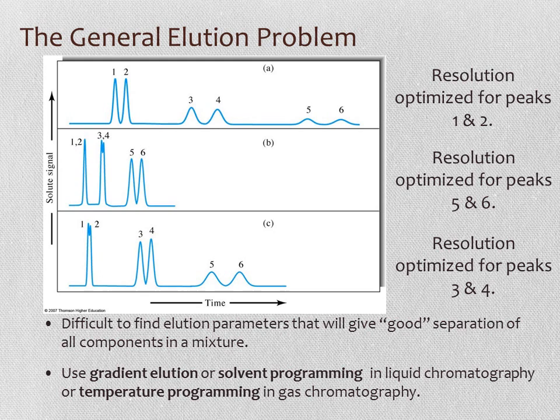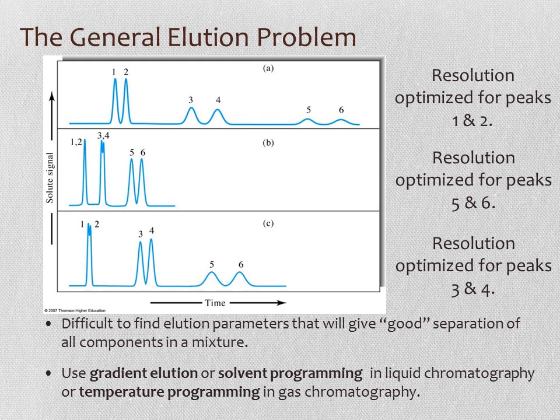Sometimes it's called solvent programming in liquid chromatography, or temperature programming in gas chromatography. Liquid chromatography is all about the polarity of the compound, sometimes the size. And if you can change the polarity of your mobile phase immediately after, in this case, the first 2 things elute, you can let the first 2 things elute as an A, and then ramp up to the conditions in C to let 3 and 4 come out, and then ramp up to the conditions in B to get 5 and 6 to come out. In that case, then you'll get good resolution in a minimum time.